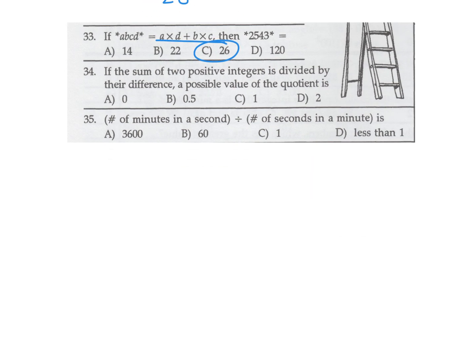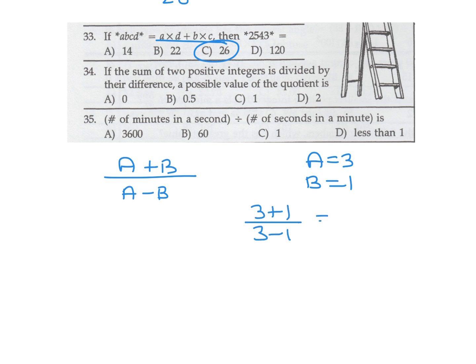If the sum of 2 positive integers is divided by their difference, a possible value. Okay, so we have 2 numbers. Is divided by their difference. So A minus B. Okay, so if we use, let's say, A equals 3 and B equals 1, we have 3 plus 1 over 3 minus 1, and that's going to be 4 over 2, which is 2. And 2 is one of the answer choices, so 34 is D.